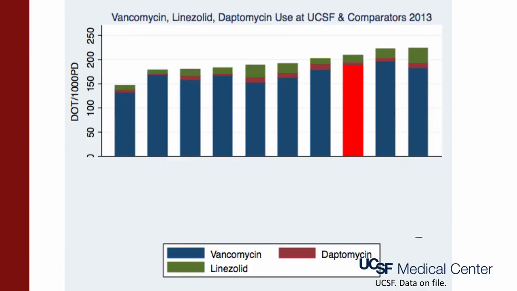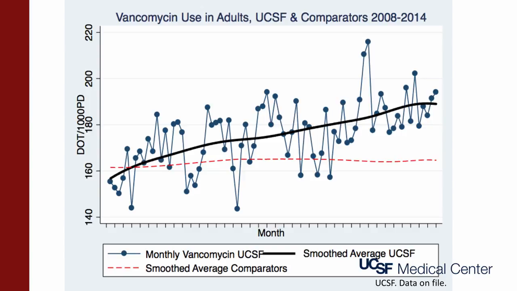This effect wasn't readily explained away by substitution with alternative agents. Total anti-gram-positive use was still high, driven by vancomycin use. Perhaps we're seeing something that was actually improving. We had made efforts to monitor vancomycin use. But looking at the data longitudinally, it was clear that we had seen a steady increase in vancomycin over time, even as the mean usage at the peer group of hospitals, indicated by the dotted red line, was essentially flat.